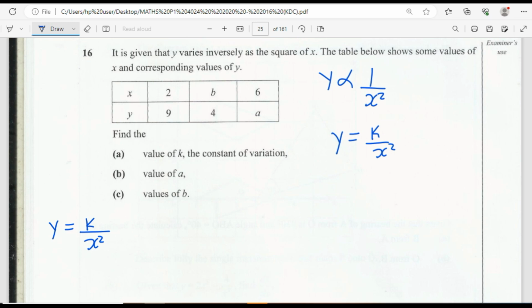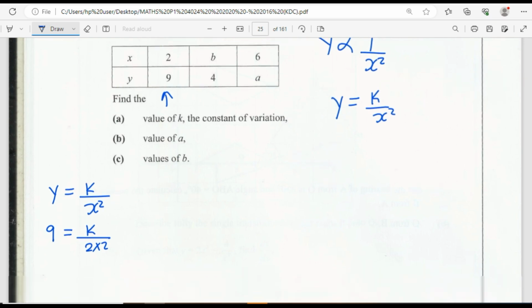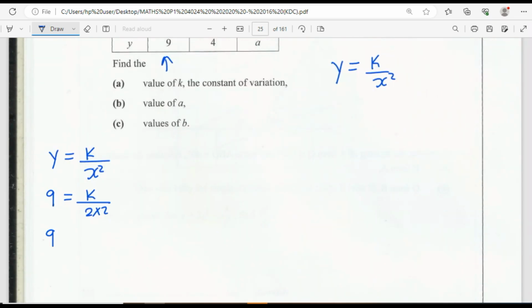So y is equal to k over x squared. Let's use this pair: y is 9, k we don't have, over 2 times 2. So 9 is equal to k over 4, over 1, we cross multiply. 1 times k is k. Then 9 times 4 is 36. So k is equal to 36.